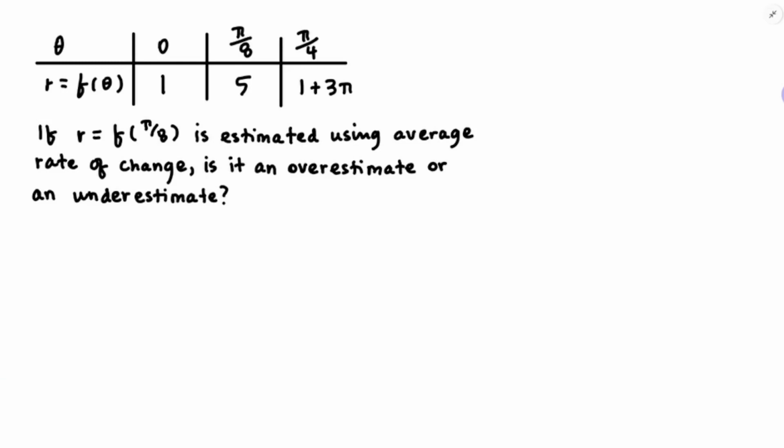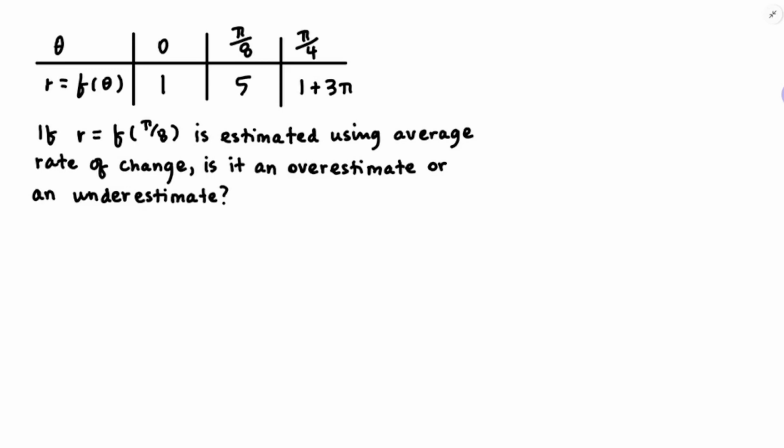All right, so for example, suppose we've got this table of values here that gives us values of the function f of theta, and we're thinking about the graph of r equals f of theta in the polar coordinate system. These are the actual values of f. If r equals f of pi over 8 is estimated using the average rate of change of f on the interval 0 to pi over 4, I should probably say, I just didn't think to write that. Is it going to be an overestimate or an underestimate?